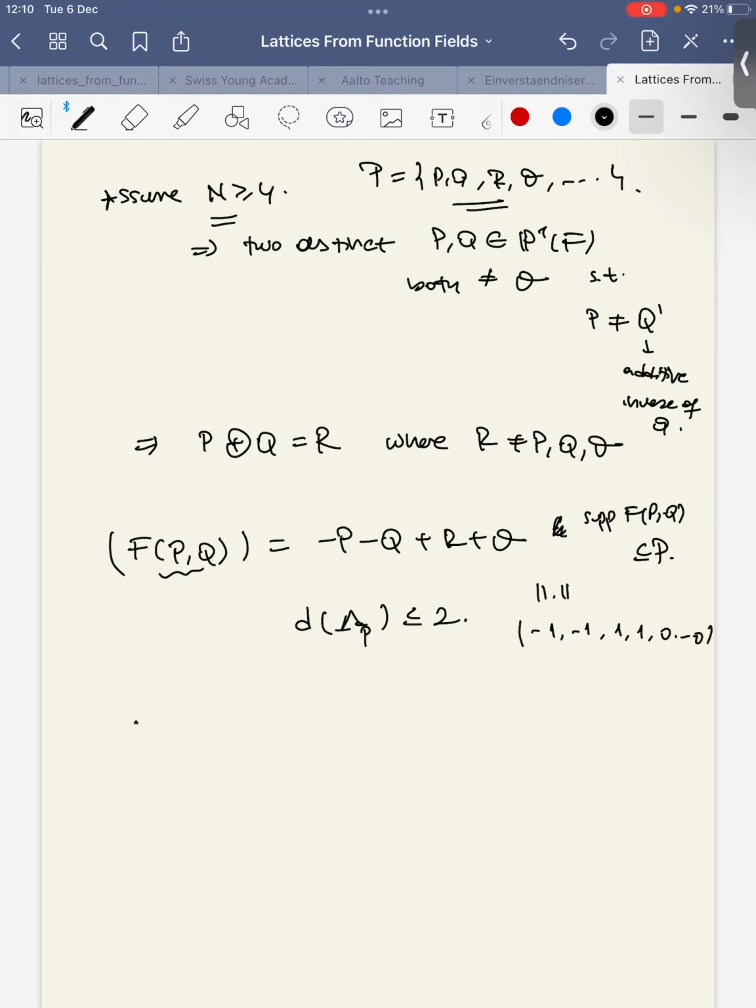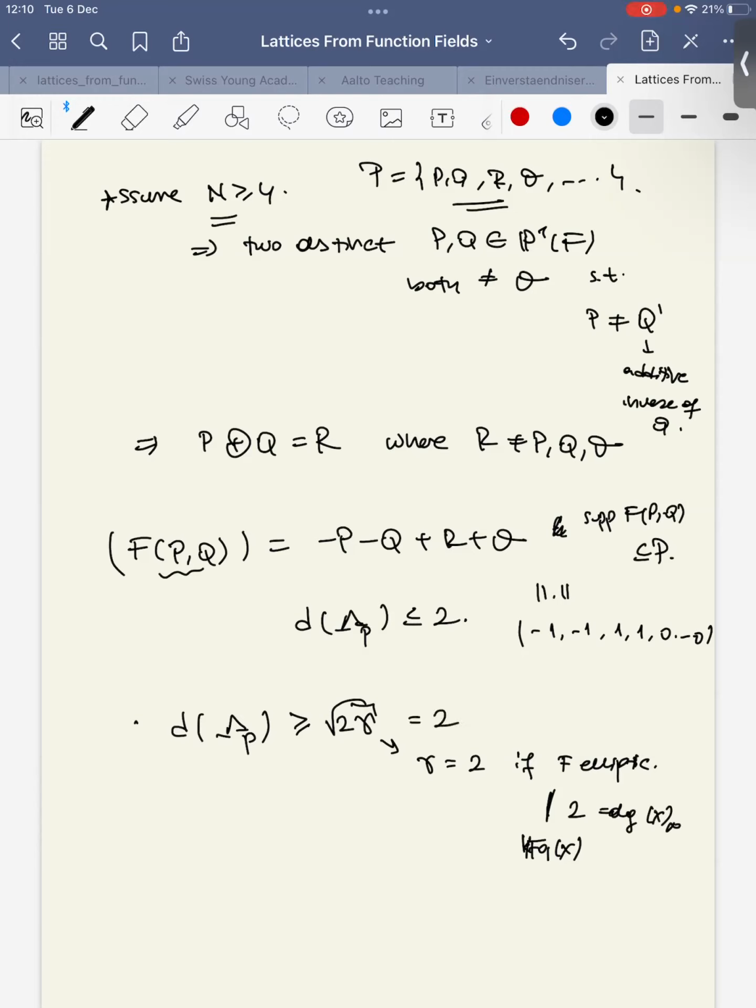On the other hand, yesterday we proved that the minimum distance is bigger than or equal to square root of 2 times the gonality. And the gonality of the elliptic function field is 2, because it cannot be 1, otherwise it will be a rational function field. And we know that it has extension degree over the rational function field F_q at least 2, because it's the degree of the pole divisor. So it is bounded below by 2, hence we get the minimum distance as 2. Now let me consider the minimal vectors.